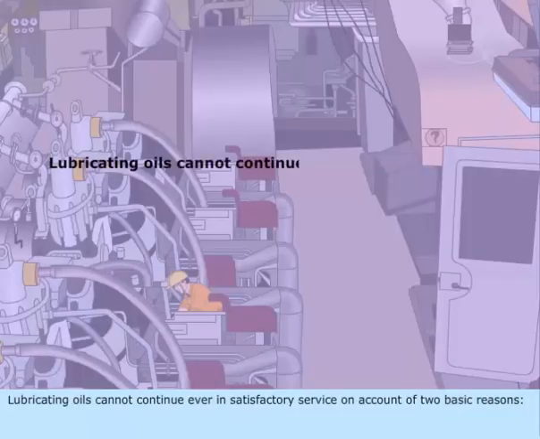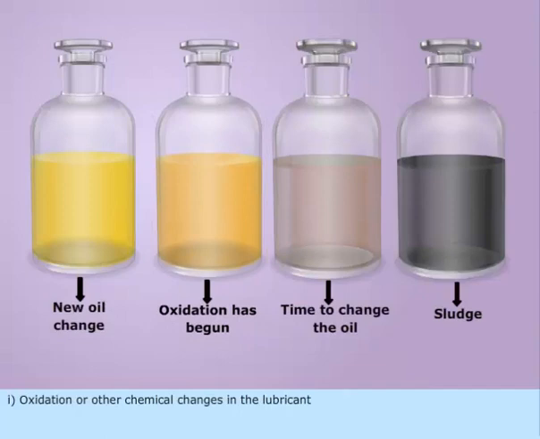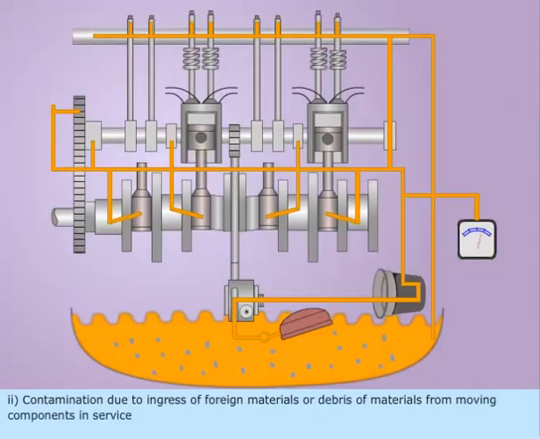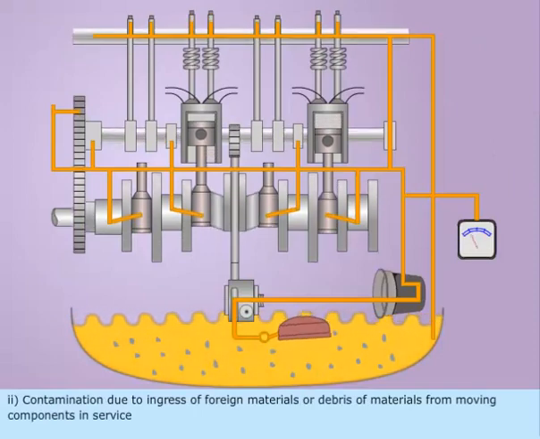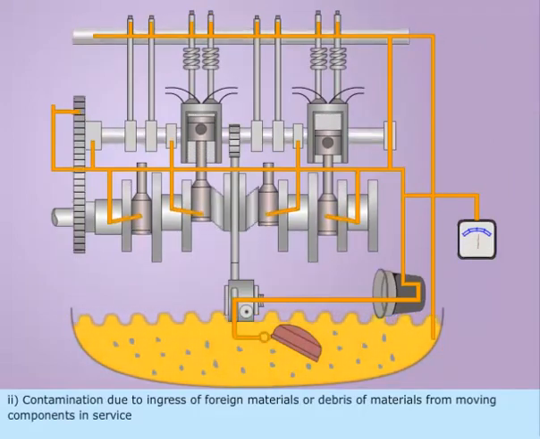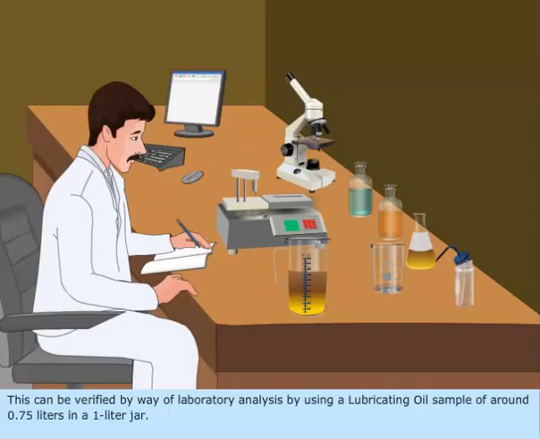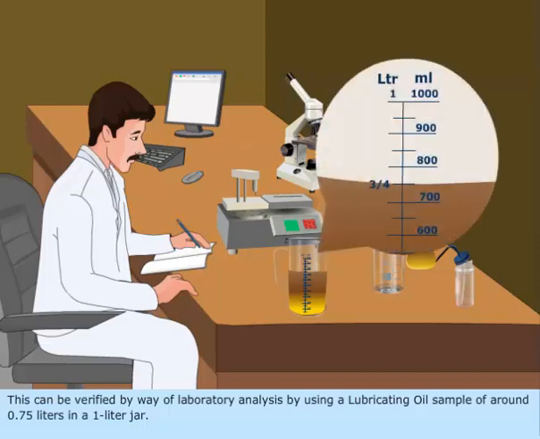Lubricating oils cannot continue ever in satisfactory service on account of two basic reasons. 1. Oxidation or other chemical changes in the lubricant. 2. Contamination due to ingress of foreign materials or debris of materials from moving components in service. This can be verified by way of laboratory analysis by using a lubricating oil sample of around 0.75 liters in a 1-liter jar.